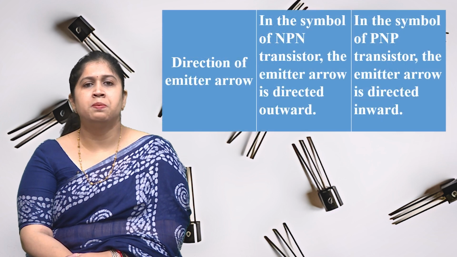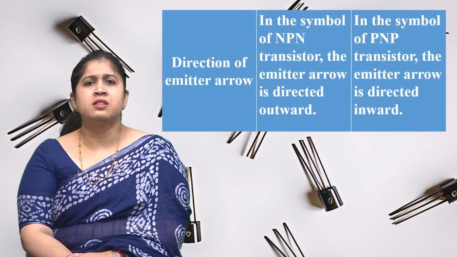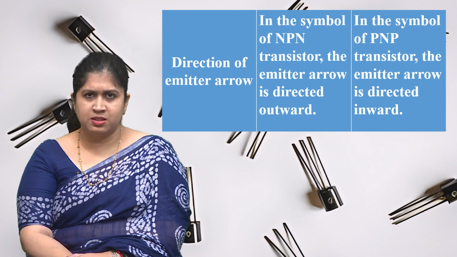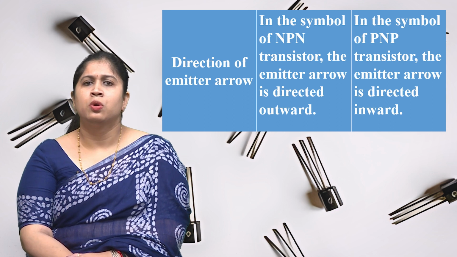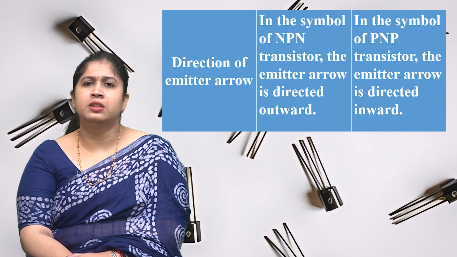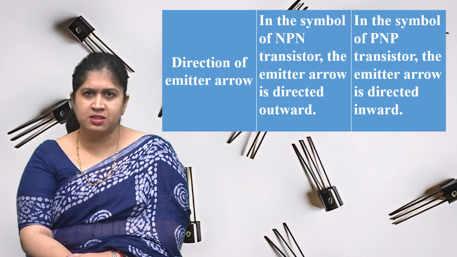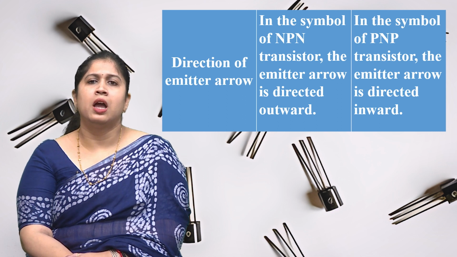Direction of the arrow. In the symbol of an NPN transistor, the arrow is directed outward, and on the other hand, in the symbol of a PNP transistor, the arrow is directed inward.